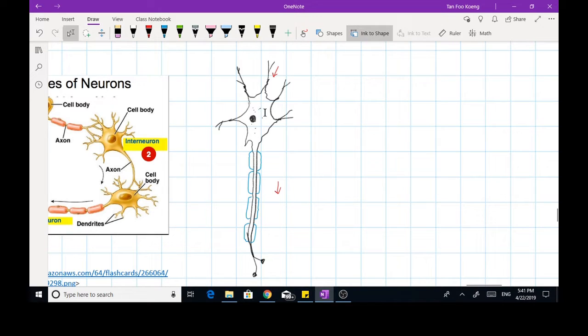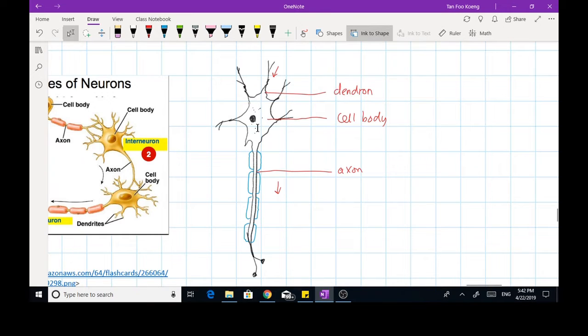Now the part that houses the nucleus and the organelles is known as the cell body. The part that transmits the impulses towards the cell body is known as the dendron. Dendron in Greek means tree. See, it looks like the branches of a tree. Then the part that transmits the impulses away from the cell body is known as the axon. Now this is an axon.